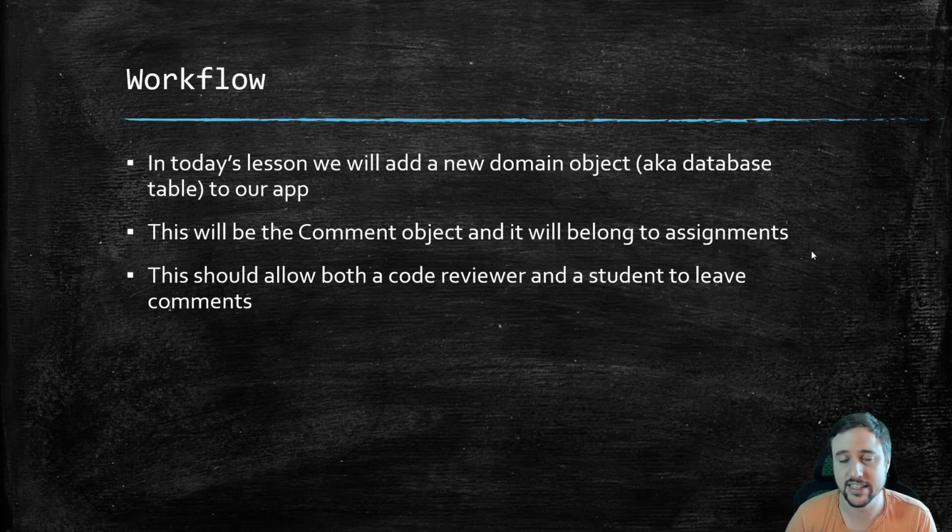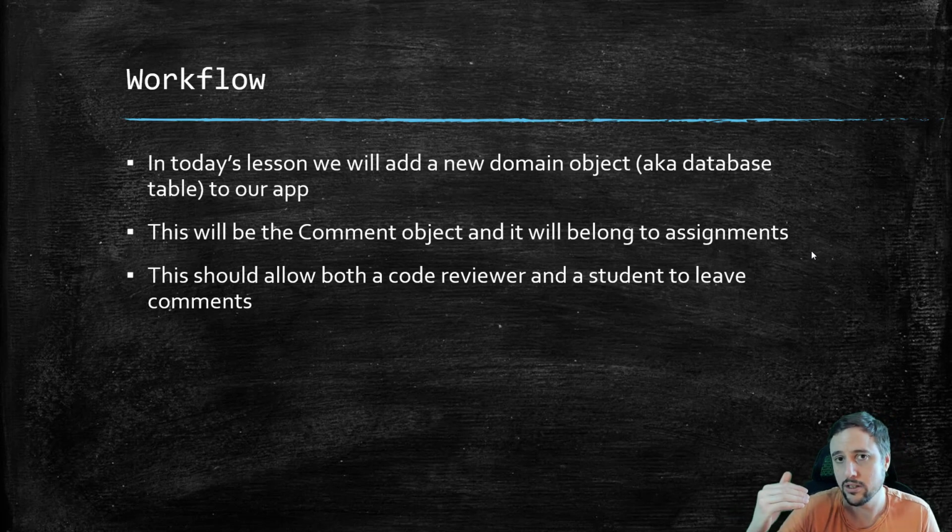So, in today's lesson, we're going to be adding this new domain object, aka a database table, to our application, and this will be the comment object, which will also represent the comment database table. And this will belong to an assignment, because what do you do? You leave a comment on an assignment, right? So there will be comments that belong to and are owned by individual assignments. Now, we should also know who sent or who owns that particular comment, so that we can properly display names. We probably should see dates and times and stuff like that. So we'll get there, and they should both be able to leave comments.